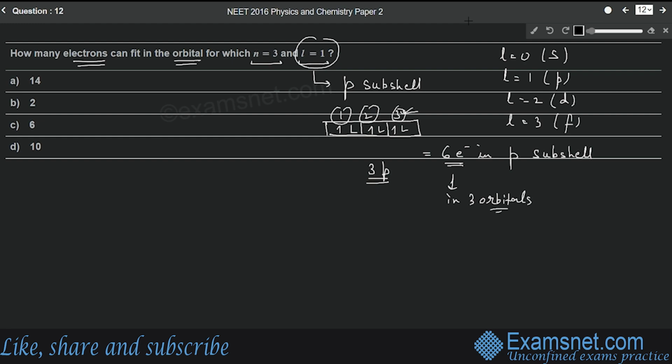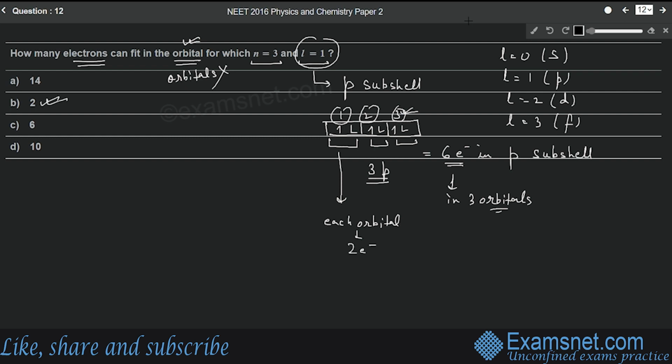Okay, so 6 electrons are present in all the 3 orbitals of p subshell, but in the question orbitals is not mentioned. It is mentioned as orbital, that means a single orbital. So we can see that in each orbital there are 2 electrons only. Okay, in total of 3 orbitals there are 6 electrons, but in each orbital there are 2 electrons. So according to that 2 should be the correct answer.